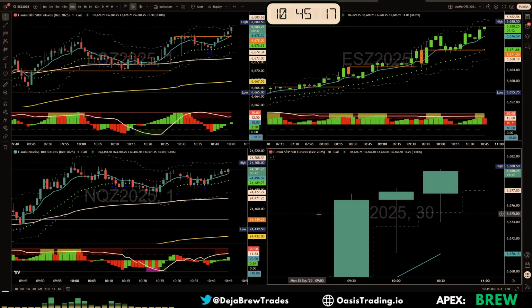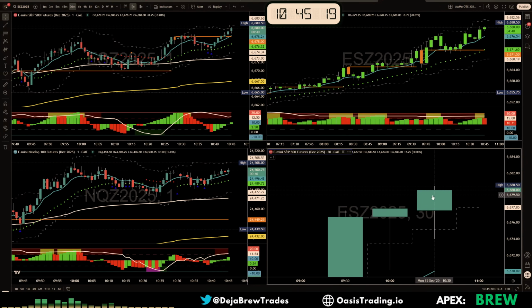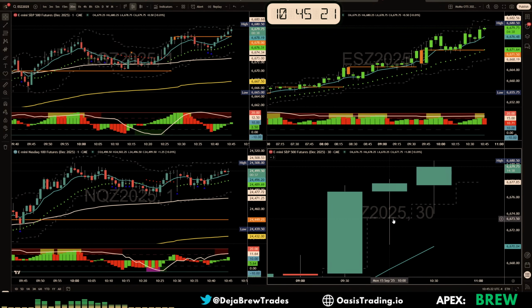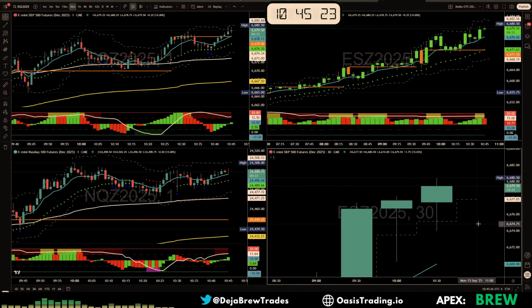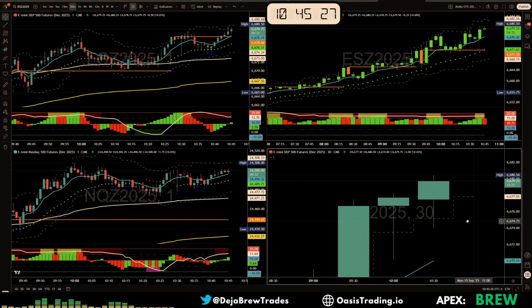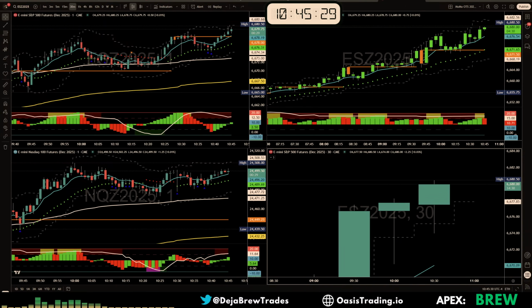Okay, so we're still in that vertical chop. They're still breaking the 30-minute highs, but they are still outside of that fair value. So, as I said earlier, I still don't really want to be a breakout trader. It is a little extended.